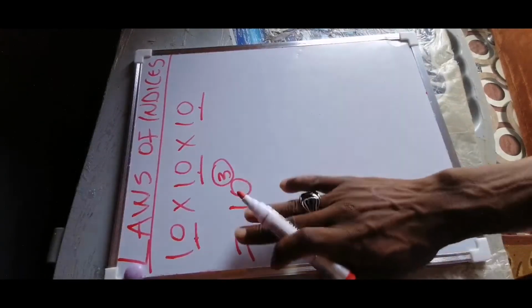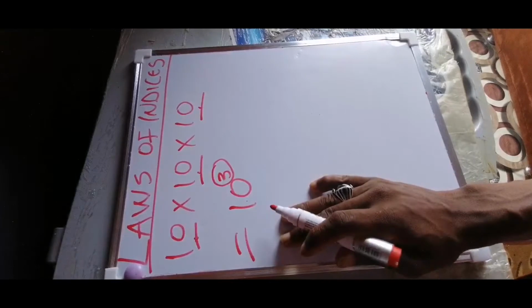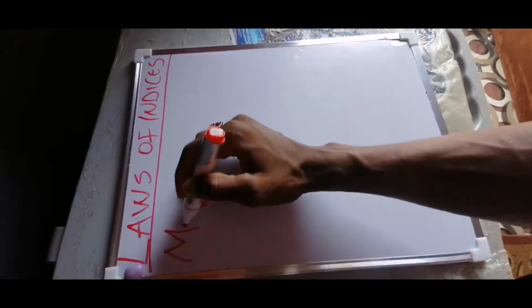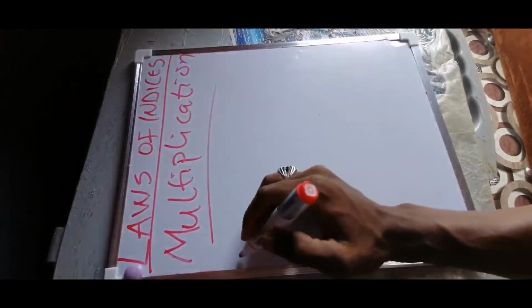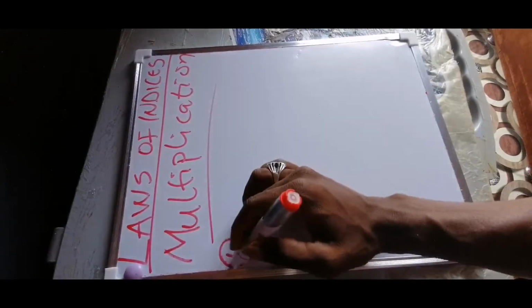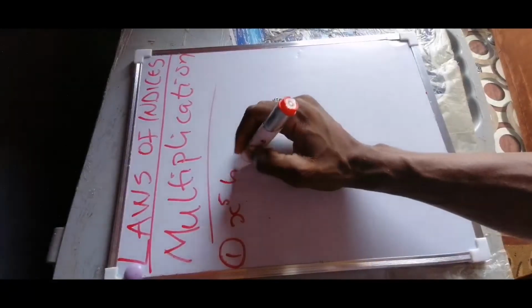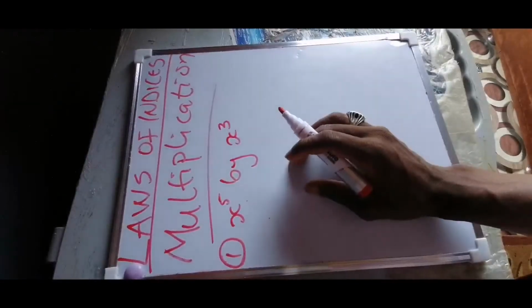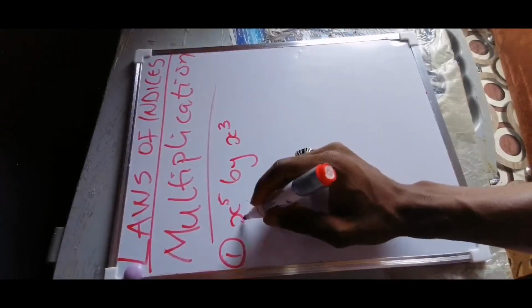Next, we are going into some examples to see how indices are used in exercises. First of all, we are going to start with multiplication under indices. We have x raised to the power of 5 by x raised to the power of 3. So how are we going to solve this? Here we have x raised to the power of 5.